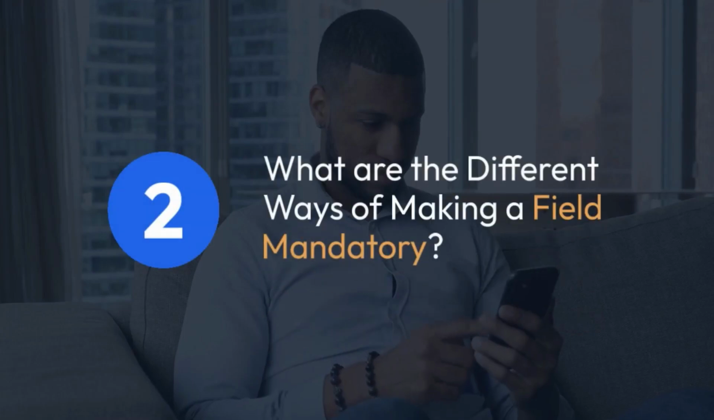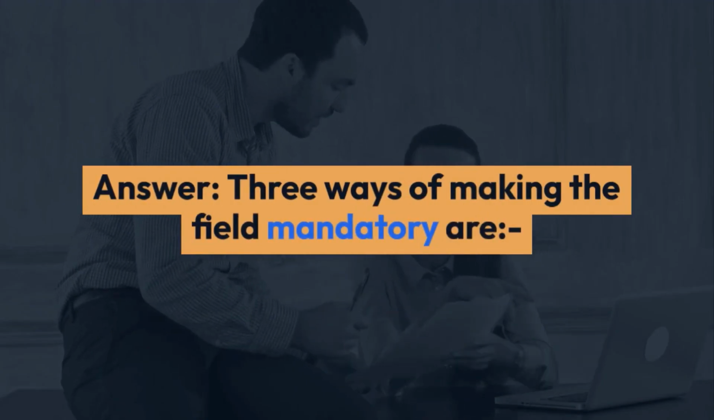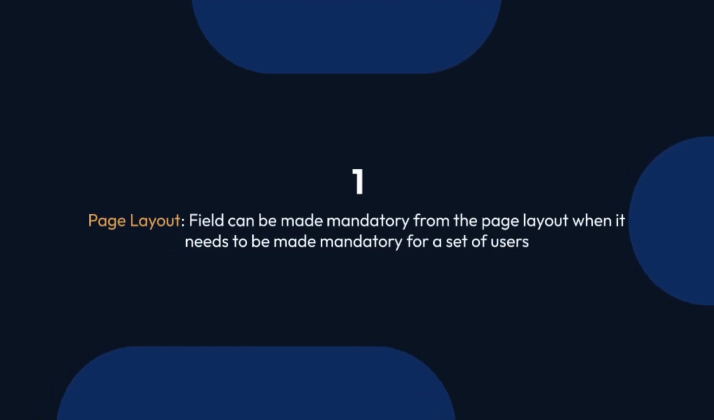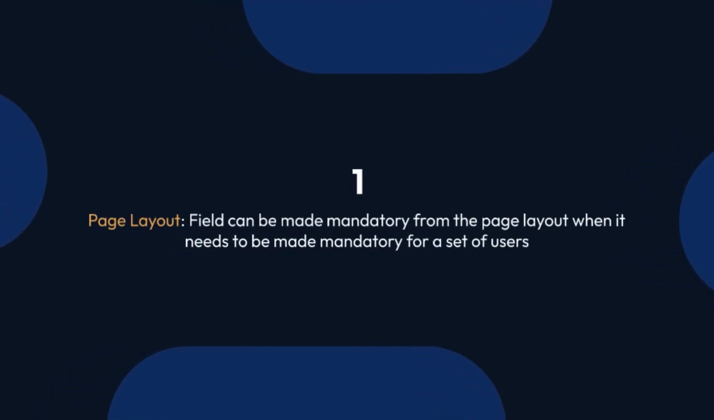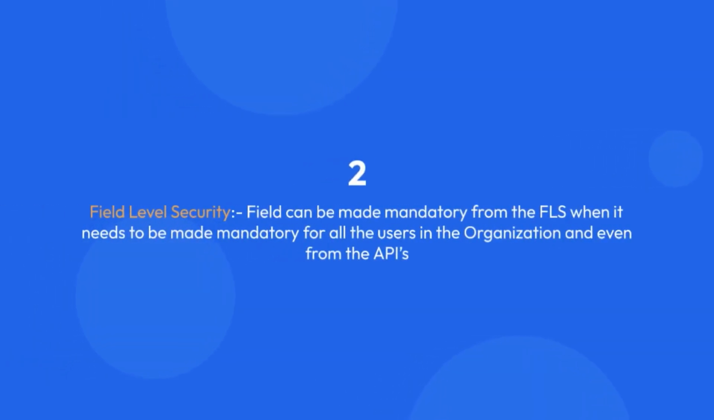2. What are the different ways of making a field mandatory? Answer. 3 ways of making the field mandatory are: page layout. Field can be made mandatory from the page layout when it needs to be made mandatory for a set of users. Field level security. Field can be made mandatory from the FLS when it needs to be made mandatory for all the users in the organization and even from the APIs.